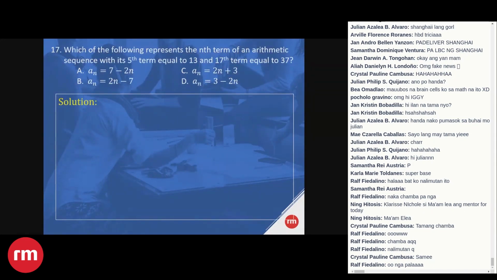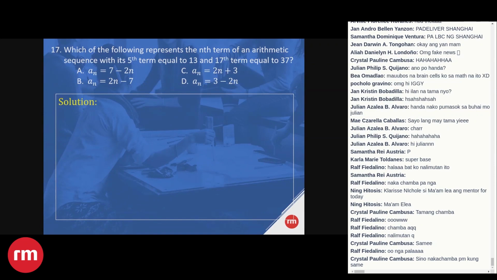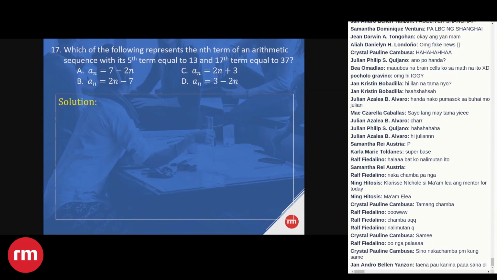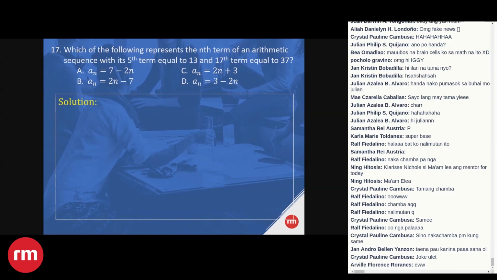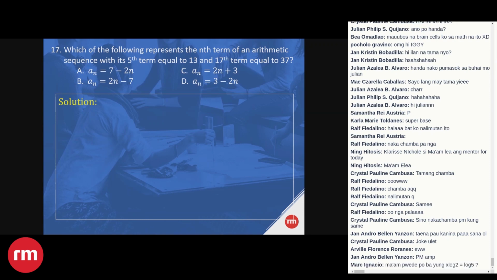So for number 17, ay nasaan na tayo? Arithmetic sequence. Can someone tell me ano yung characteristic ng isang arithmetic sequence? How do you know that a sequence is arithmetic?